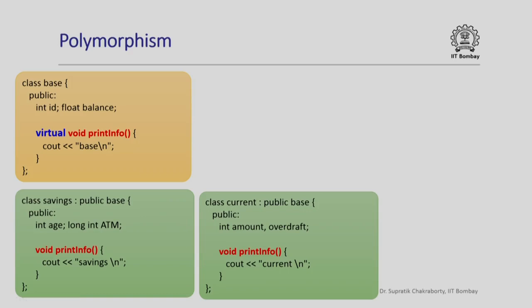So at runtime, let us figure out what a pointer to the base class is pointing to. If it is pointing to an object of the base class, then we will call this, but if it is actually pointing to an object of the savings class, like we saw in an earlier example, then it should actually call this, and if it is actually pointing to an object of the current class, then it should actually call this.